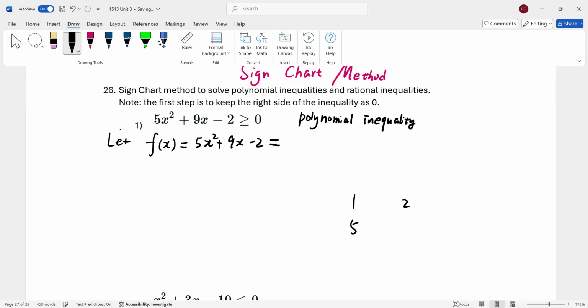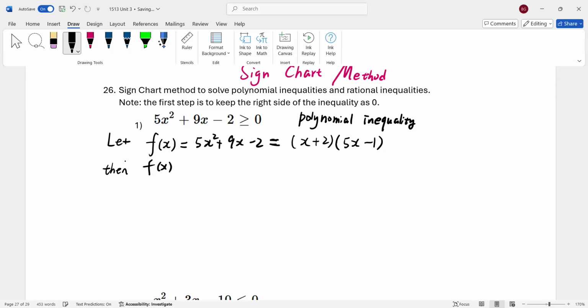1, 5, 2, 1. So this would work. 1 times 5 is 5. 2 times -1 is -2. 2 times 5 is 10. 10 minus 1 is 9. So the quadratic trinomial here can be factored as x plus 2 times 5x minus 1. And then I'm going to identify the zeros for the function f of x.